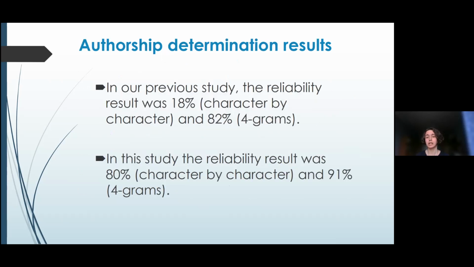And also we get results for the authorship determination. In our previous study, the accuracy was 18% for analysis character by character, and for analysis using 4-grams, we got 82%. And now in this study, after we use these methods of weights, we use weights for all indicators, we get better results. It is 80% for character-by-character analysis and 91% with 4-grams.